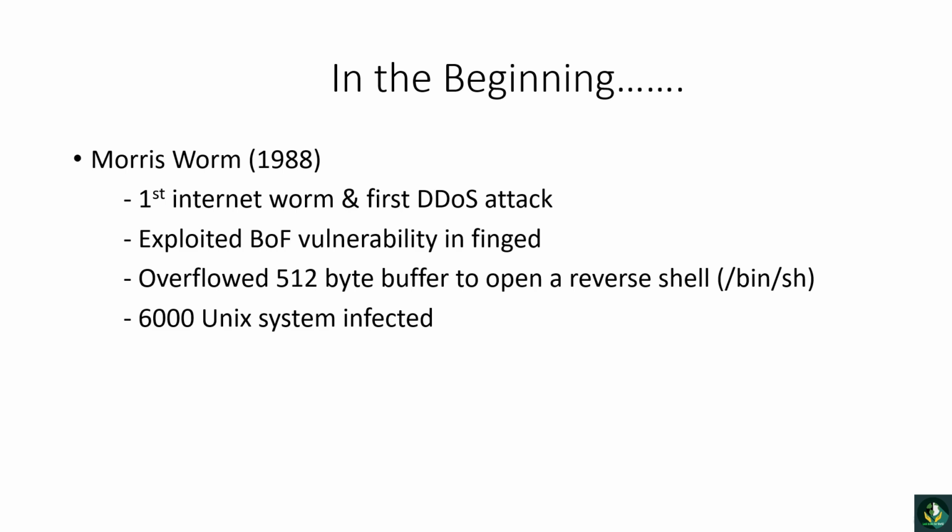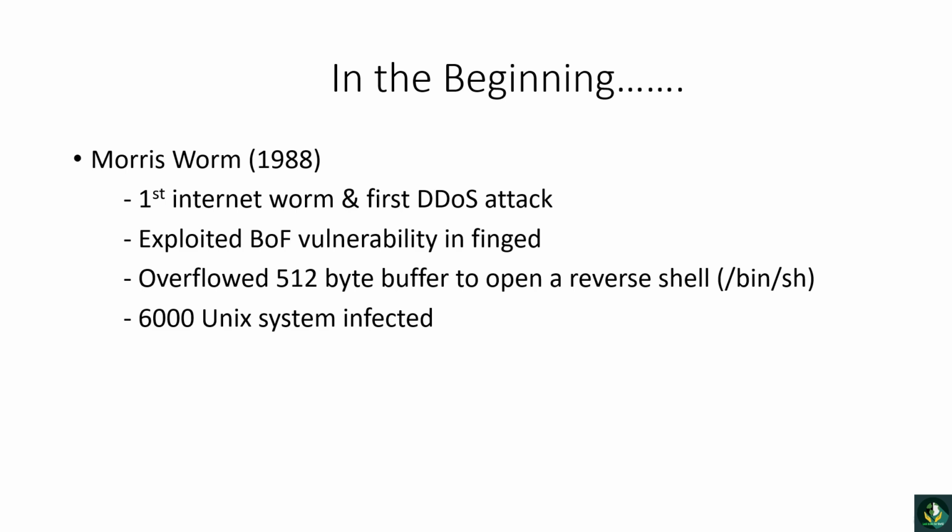Finger is a Unix utility used to obtain information about users and user accounts, and a daemon is a process that runs in the background on a Unix system. On Windows, you know them as services. The malicious worm exploited an overflow condition in a 512 byte buffer, which allowed the instruction pointer to be redirected to run a command, effectively opening a reverse shell back to the attacking system and giving the worm access to the targeted system.